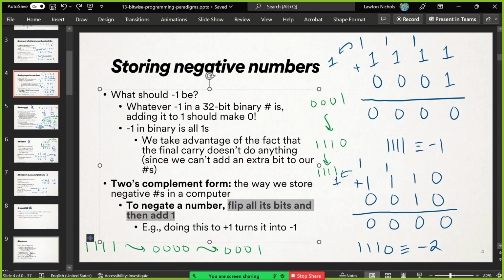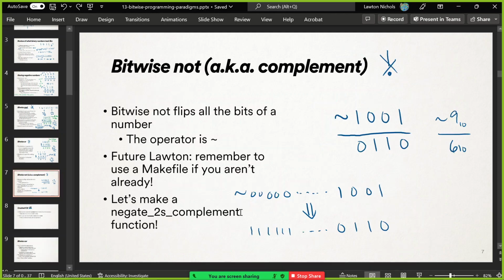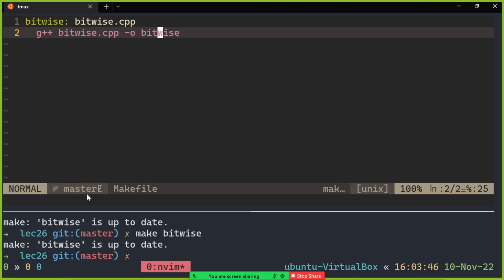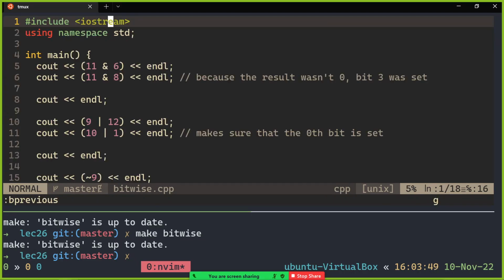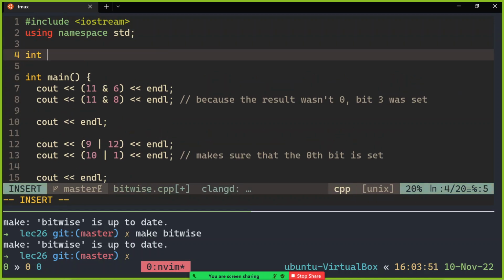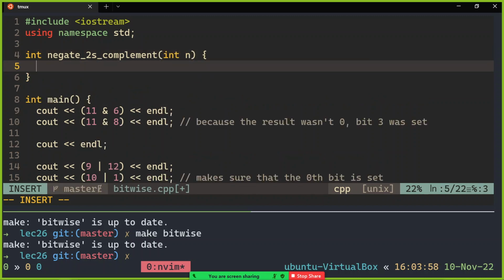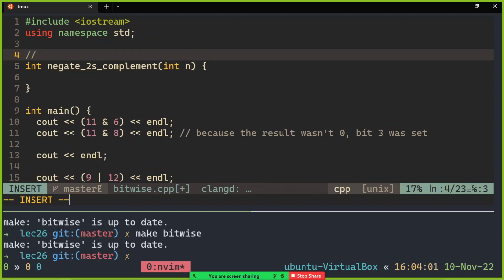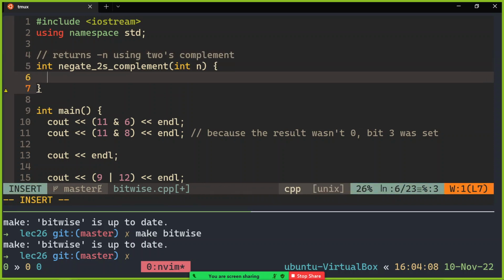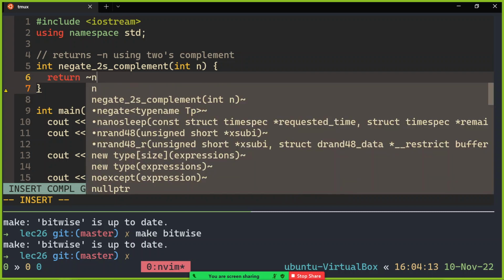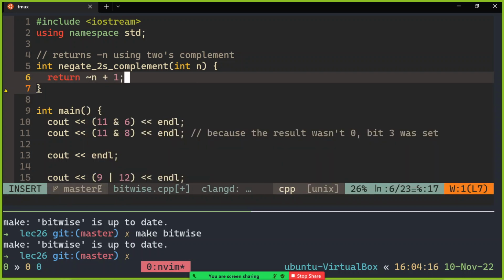So let's implement that. Let's make a negate with 2's complement function. Takes a number, gives back a number. Int negate2sComplement, it takes a number, and it gives back the negated form of that number. Returns negative n using 2's complement, because that's what we know now is how we store our negative numbers. That's the form that it's stored in. So return, flip all the bits of n, tilde n, plus 1.